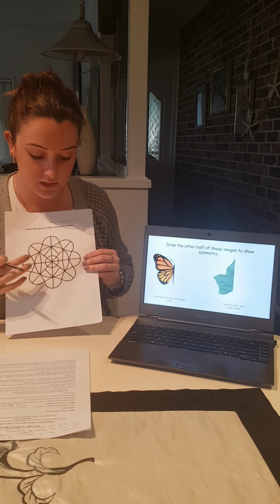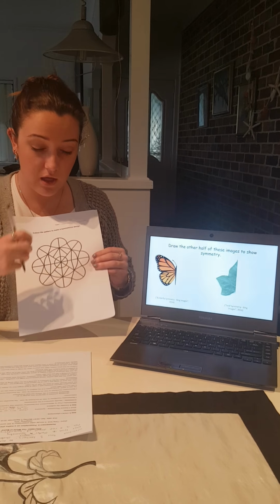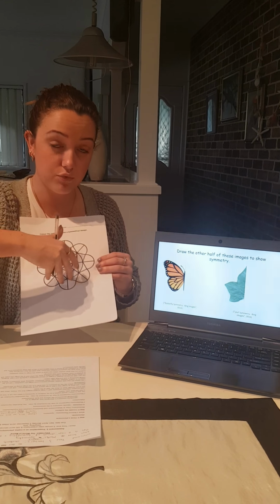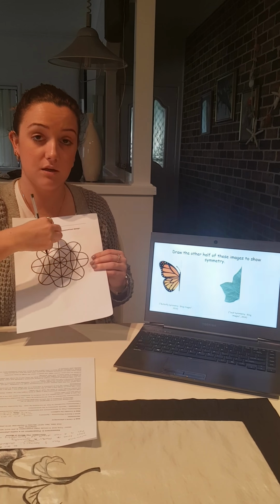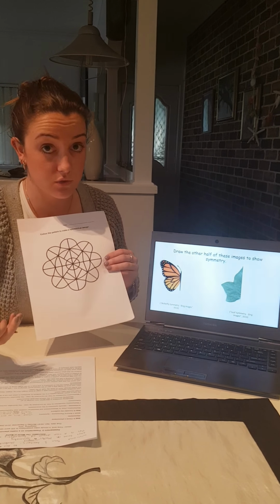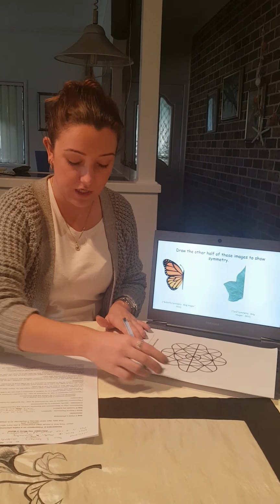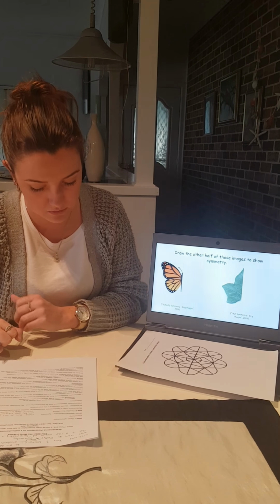And then once this is done, an extension of this lesson can be to cut out this image, put a pin in the middle and rotate the image and still find the lines of symmetry, and that is extending on to rotational symmetry. An extension of rotational symmetry based on reflective symmetry.